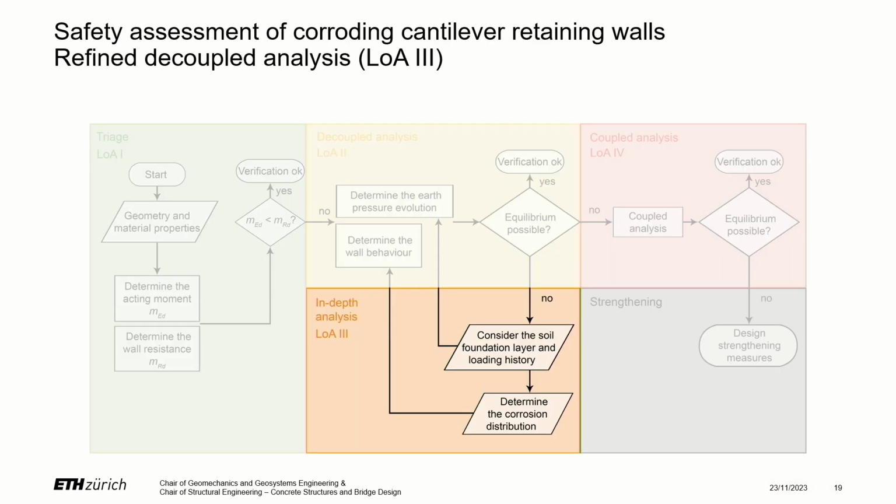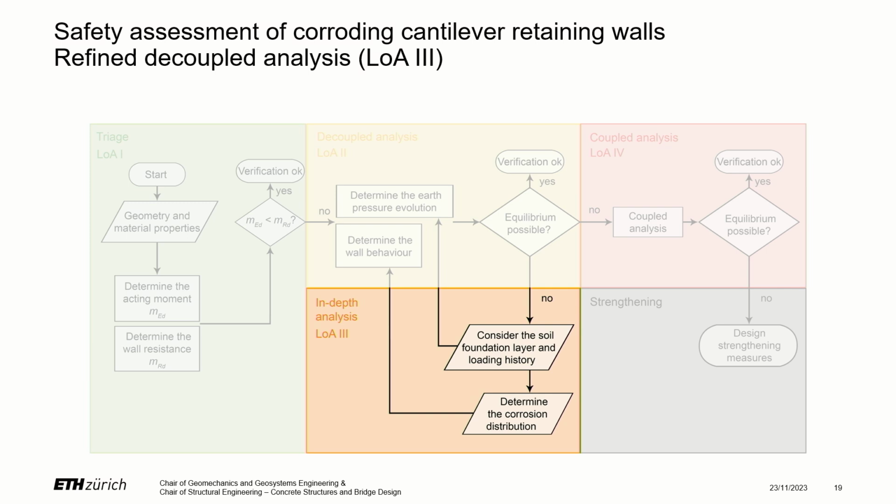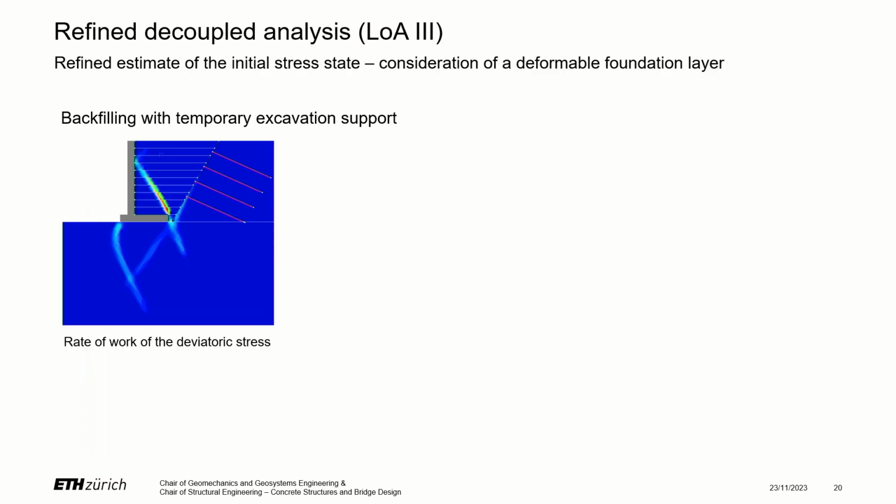So if the verification doesn't work in phase number 2, then we can move on and carry out refined decoupled analysis, where we can consider the beneficial effects of a compliant foundation layer, or we can determine the true corrosion distribution along the wall. Up to now, indeed, we just considered a rigid foundation for the wall.